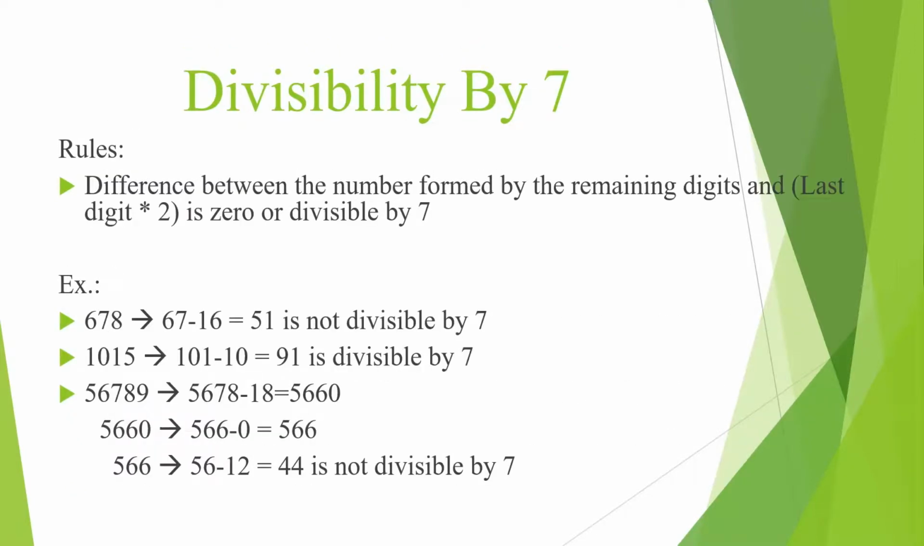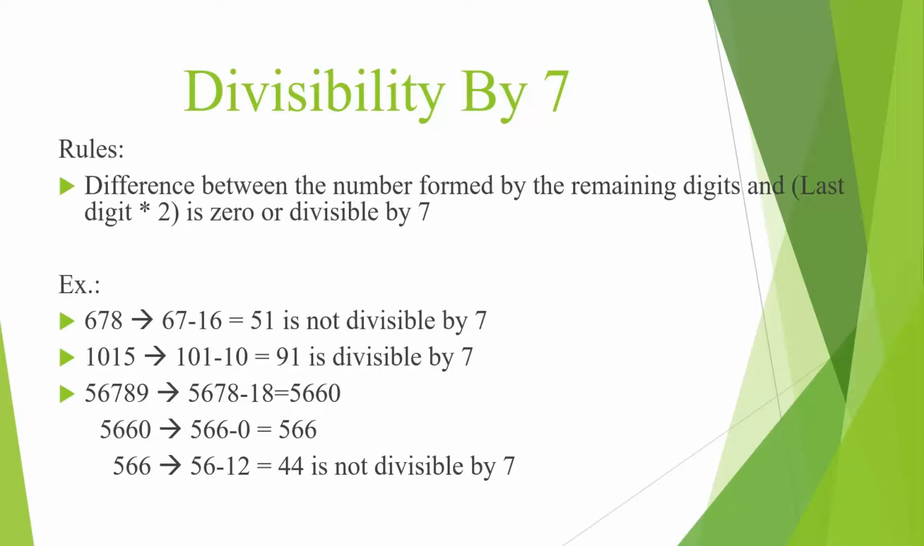Let us consider the number 7, the divisibility rule by 7. Here we have to remove the last digit alone, ignore the last digit and identify the number formed by the remaining digits. And the last digit we have to multiply by 2. We have to find the difference between these two numbers, and the difference should be divisible by 7 or it should be 0. Let us consider an example, 678.